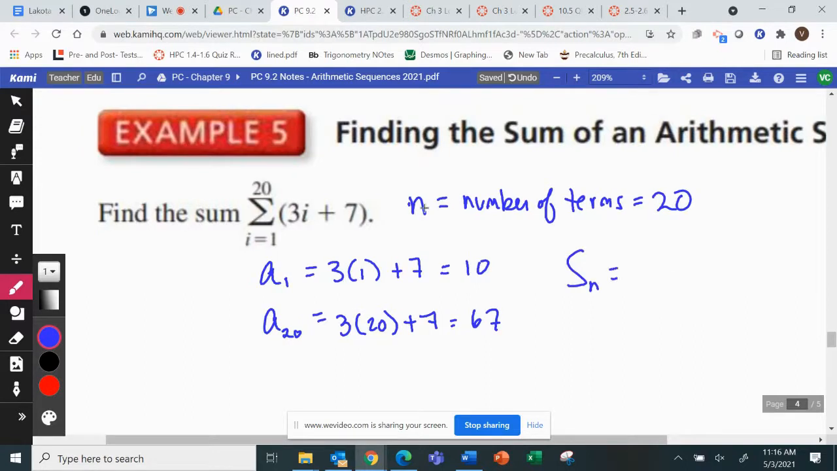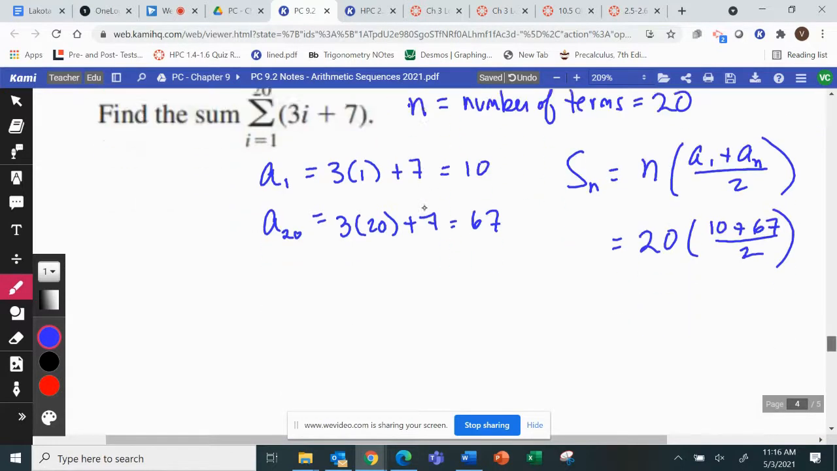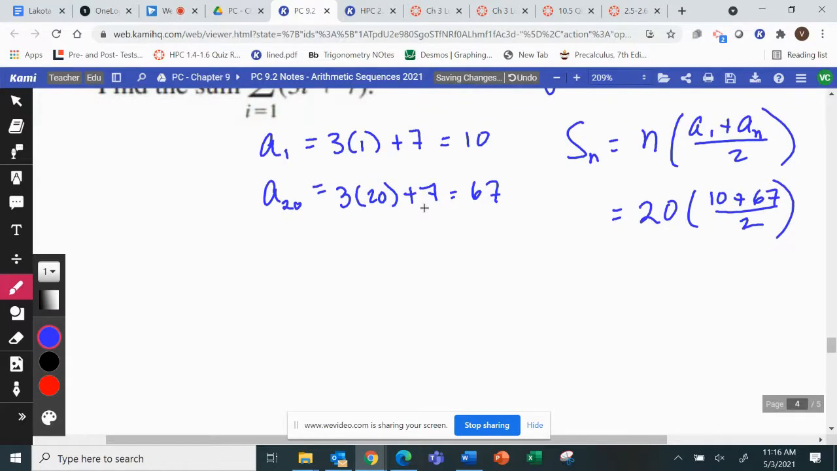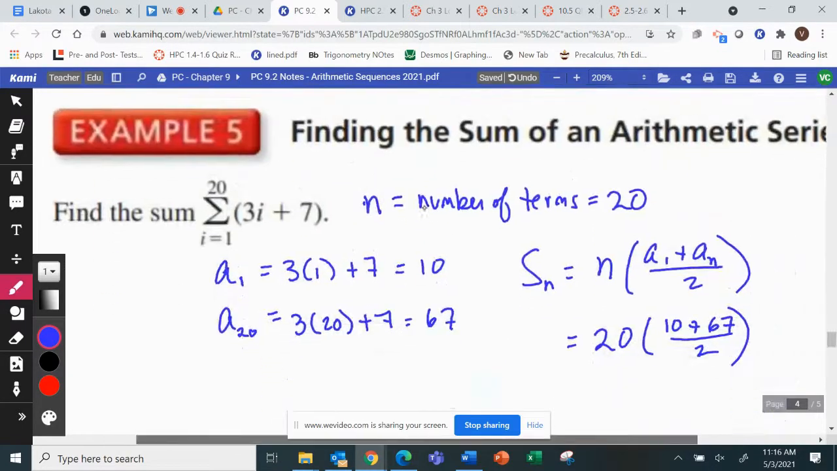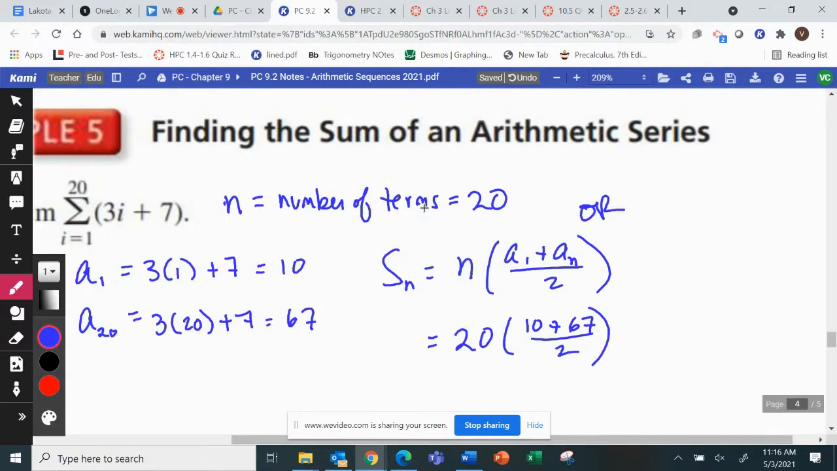So S sub n is n multiplied by a sub 1 plus a sub n, divided by 2. So we have 20 terms. We're going to do 10 plus 67, divided by 2. And you know what? The formula in our pre-calc book, I believe, is actually the exact same formula. It just looks different. I'm going to write it this way.